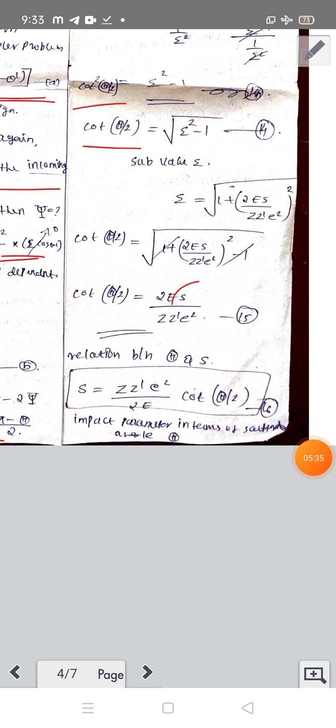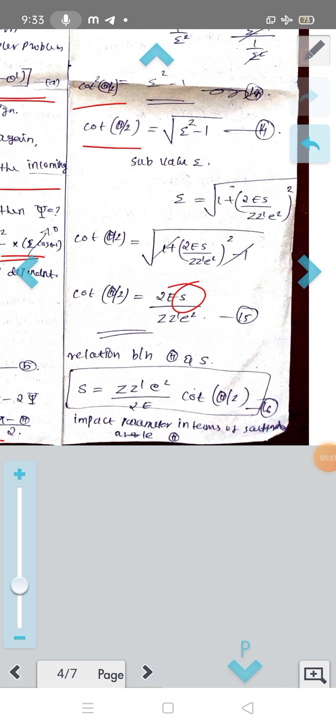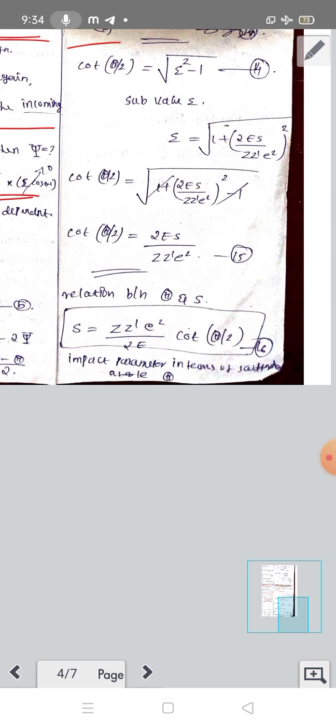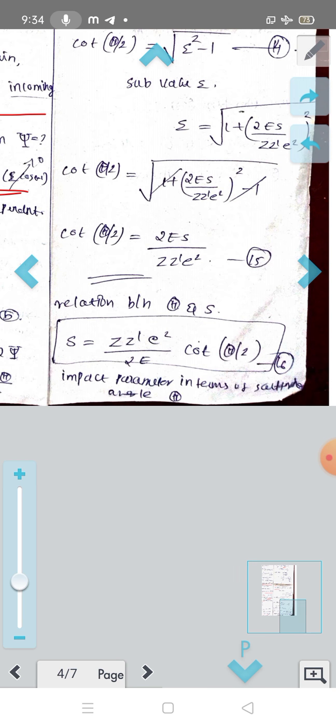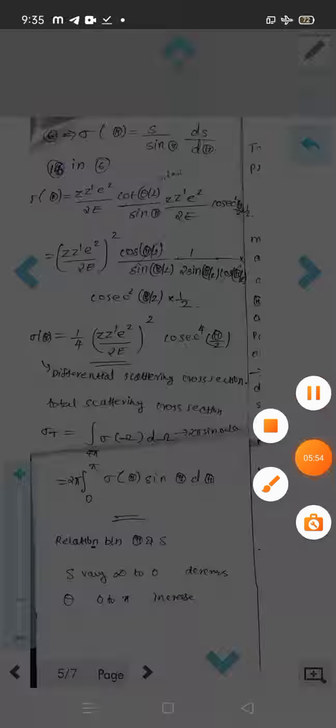So from this equation we can write what is s. s is equal to Z prime e square by 2E into cot theta by 2. So now this is the relation between the impact parameter s in terms of scattering angle. Now this is for problems.